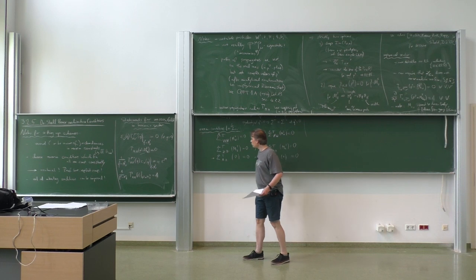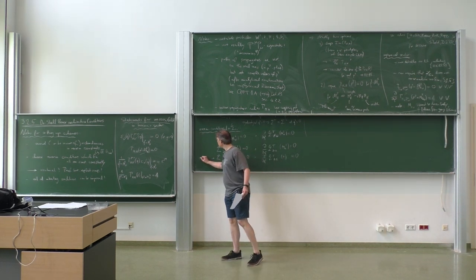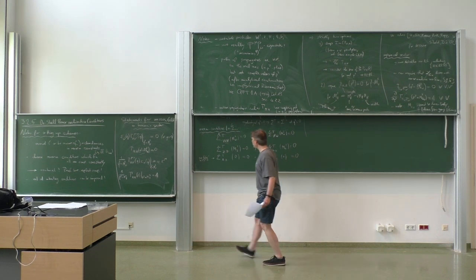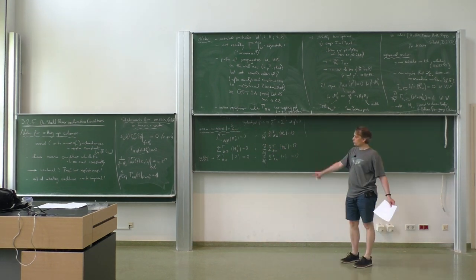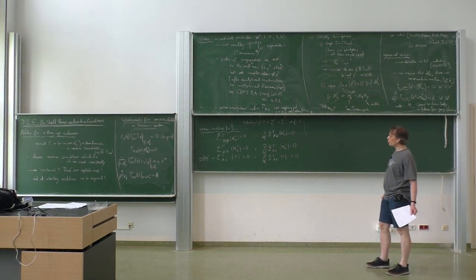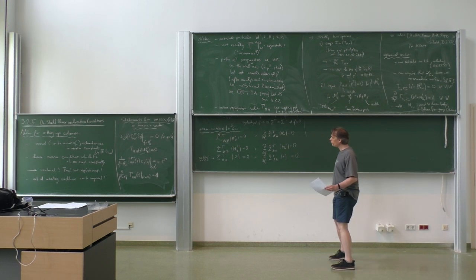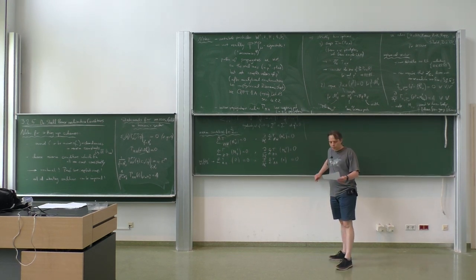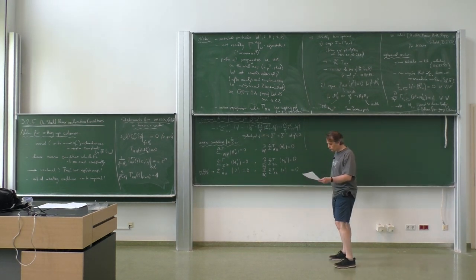But here, let me write a note. See later, this is connected to a Ward or Slavnov-Taylor identity. So this condition, which looks like a photon mass condition, actually cannot be fulfilled by choosing renormalization constants. It must be fulfilled automatically from a Slavnov-Taylor identity. So we will discuss that.